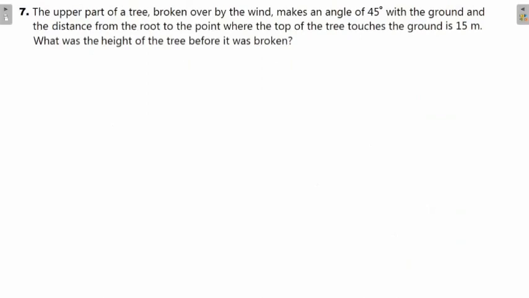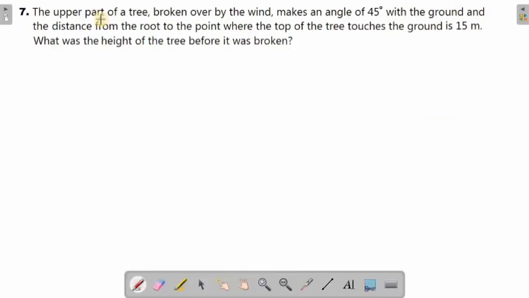Okay, so here we have yet another question, and a very important question, which says: the upper part of a tree broken over by a wind makes an angle of 45 degree with the ground, and the distance from the root to the point where the top of the tree touches the ground is 15 meter. What was the height of the tree before it was broken? So understand the case here. Okay, so for example, let's say this is the ground.